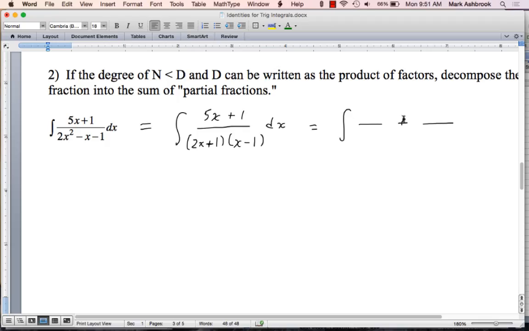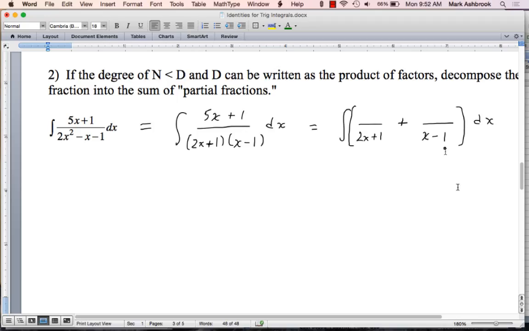So we've got to think about what we do when we add fractions together. We have to get a common denominator, right? So what fractions added together would require the common denominator of 2x plus 1 times x minus 1? Well, one of those fractions would have a denominator of 2x plus 1, and one of those fractions would have a denominator of x minus 1.